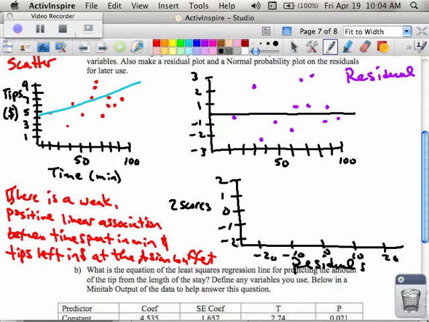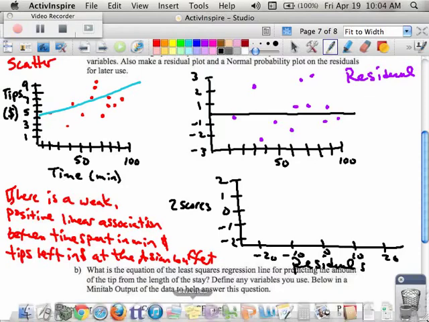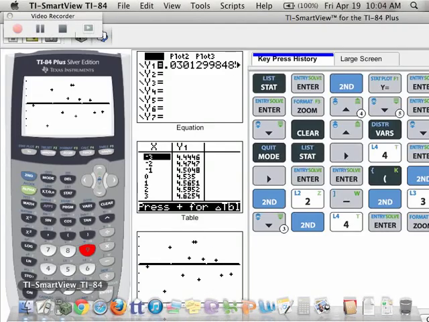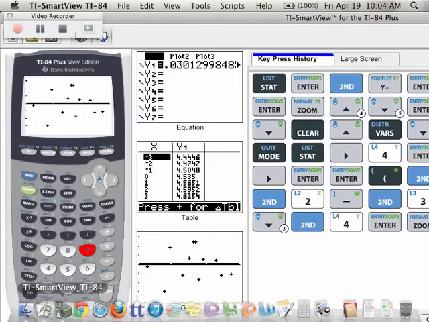So z-scores on the y-axis, and then residuals along the x. So in your calculator, here's how you do it. By the way, all these things are in your book. If you look in the back of your book, they'll tell you if you don't remember how to do these. There's a page in the way back that tells you how to do all these different kinds of plots.